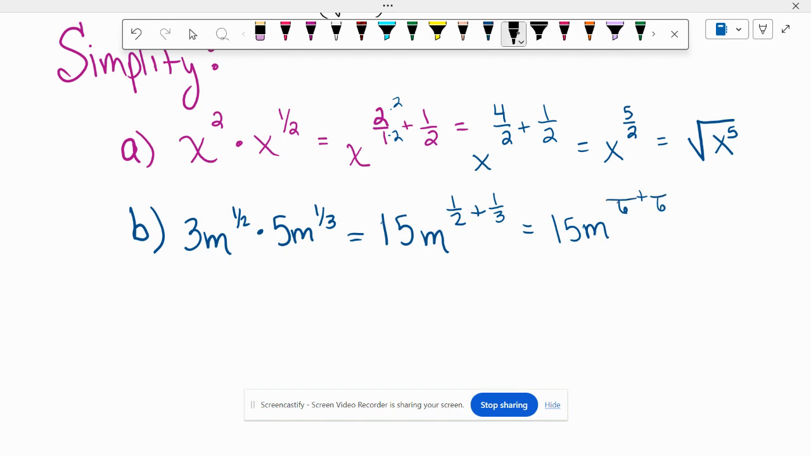So how do I change this 2 so it becomes a 6? Yeah, you have to multiply by 3 over 3. So that gives me 3/6 plus 2/6. So this actually equals 15m to the 5/6. Which is the same thing as 15 times the 6th root of m to the 5th power.